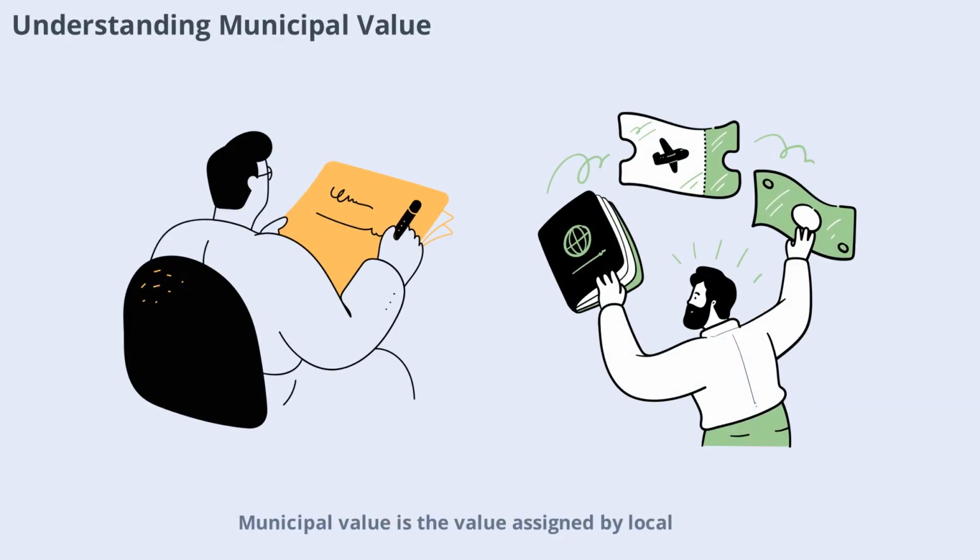Municipal value is the value assigned by local municipal authorities for the purpose of levying municipal taxes. This value is often based on the annual letting value of the property and serves as a benchmark for tax calculations. Municipal value is important because it reflects the local government's assessment of your property's worth, which may differ from market rent or actual rent received. It is one of the key inputs in determining the expected rent for tax purposes.